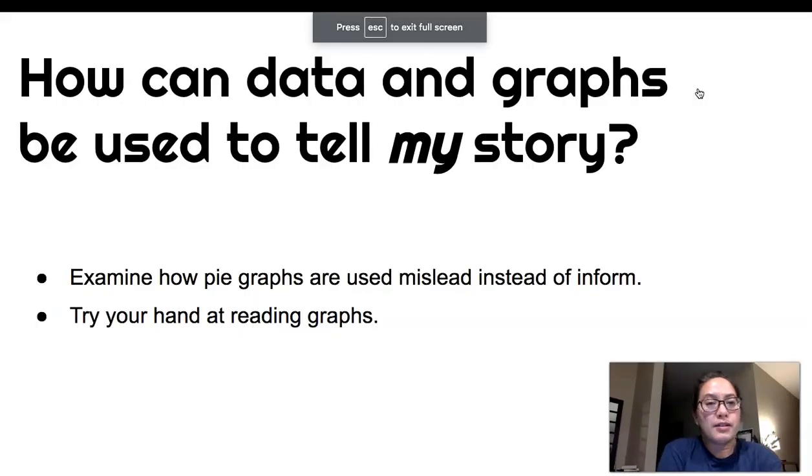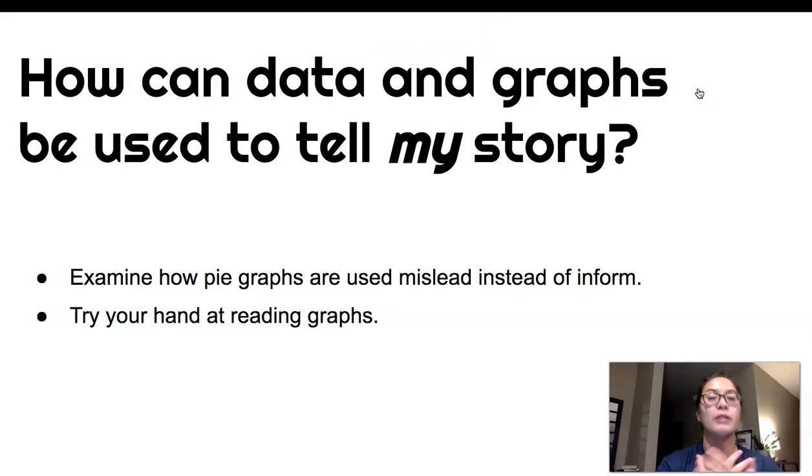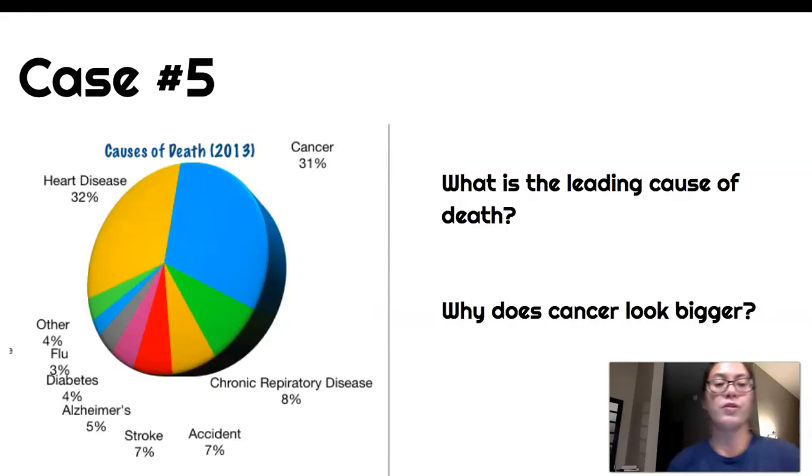So we're going to continue this question of how can data and graphs be used to tell my story, right? If I'm a data person or a creator using media and my particular media is graphs, I can tell the story that I want to tell instead of the story that the numbers tell. And so we're going to be looking closely at pie graphs to see how people use those to misinform instead of inform. So here's our first one. It's case 5. In this case, we're looking at causes of death in 2013, and you'll notice that this is a 3D graph. All right, so based on this graph, what's the leading cause of death?